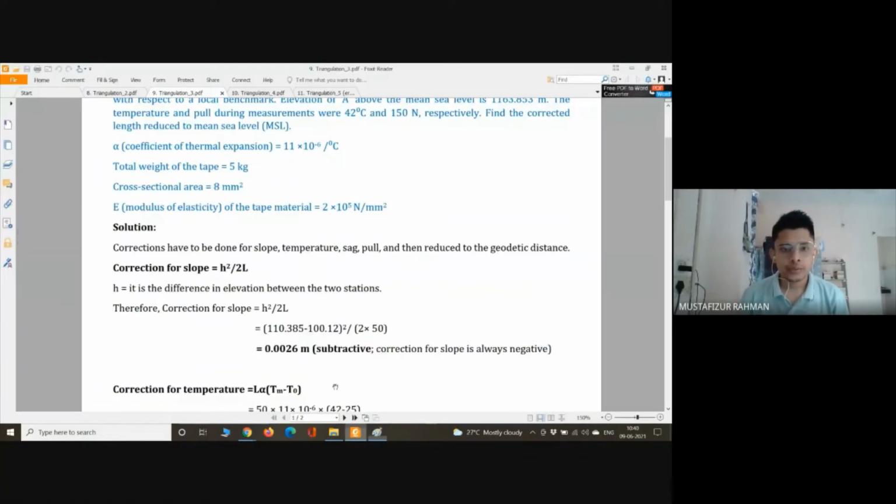So we go there and we see that h squared by 2l is the formula. What is h? H is the difference between those two stations. It will be given by the difference of their RL. So we do that. That is h, and square divided by 2 into L. L is the length between point A and point B. We are holding a tape or chain between these 2 points, which is 50 meter, and the value comes out to be this much. Now correction for slope will always be negative.